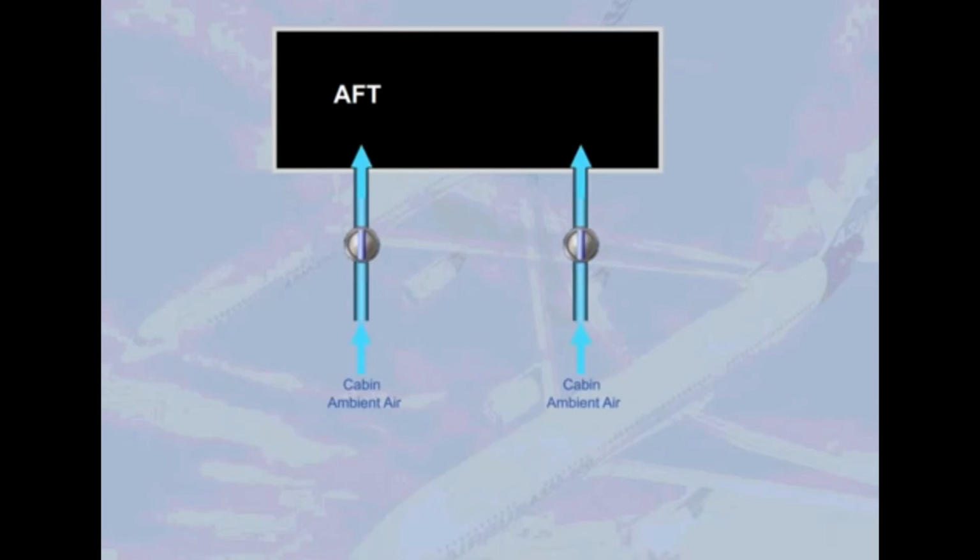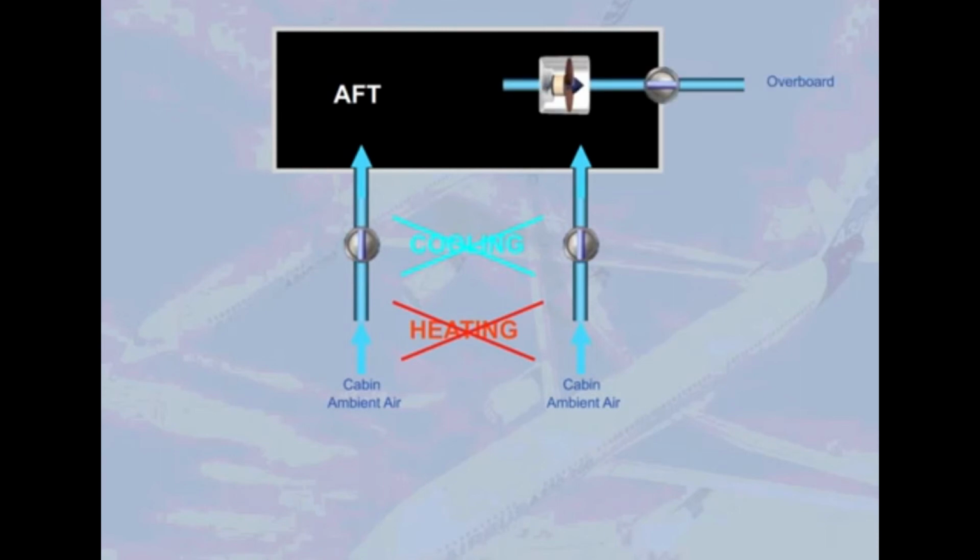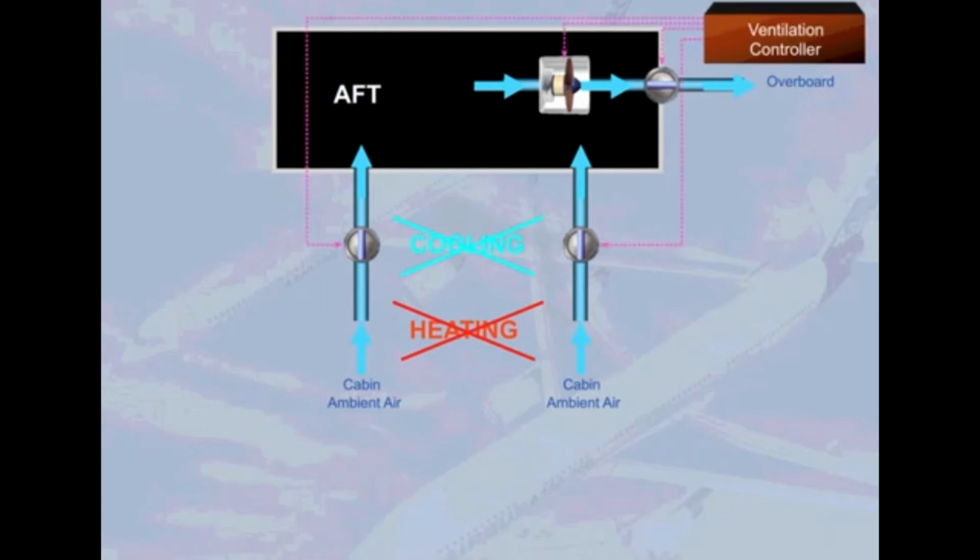For the aft cargo compartment, the ventilation is similar to that of the forward cargo compartment, except that for the air entering, there are no cooling and no heating supplies, and also, for the extraction, the air is sent overboard to the aft outflow valve area. As for the other cargoes, the ventilation controller controls the valves and the fan. Note: the aft cargo compartment indications are not represented on the ECAM page.